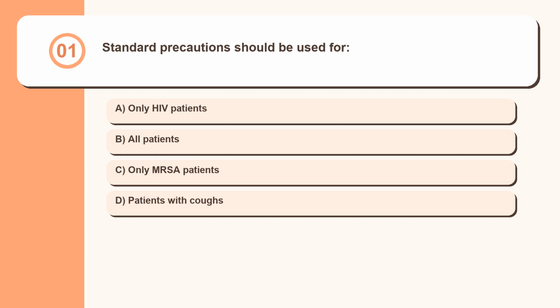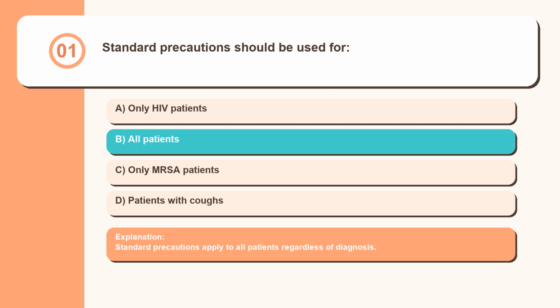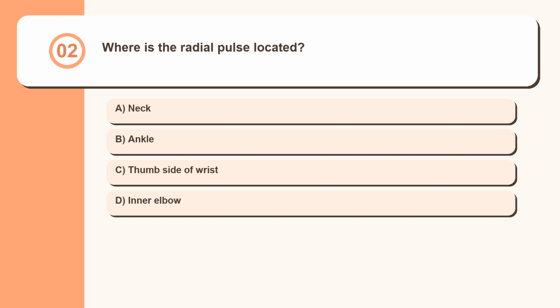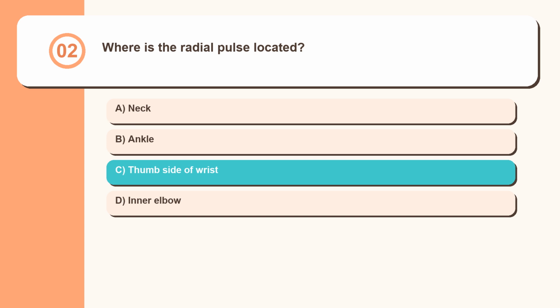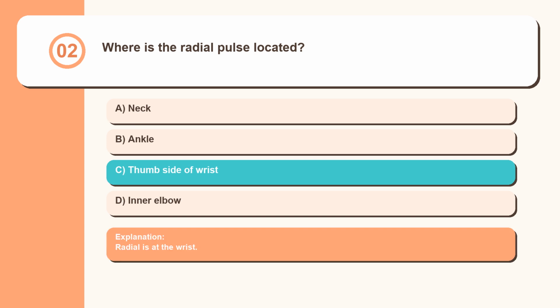Question 1. Standard precautions should be used for only HIV patients, all patients, only MRSA patients, patients with coughs. Standard precautions apply to all patients regardless of diagnosis. Question 2. Where is the radial pulse located? Neck, ankle, thumb side of wrist, inner elbow. Radial is at the wrist.